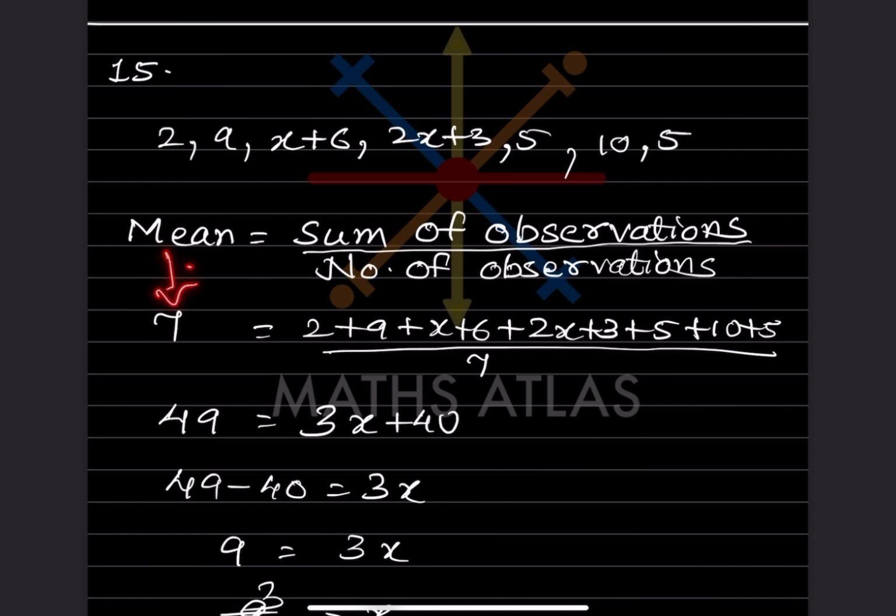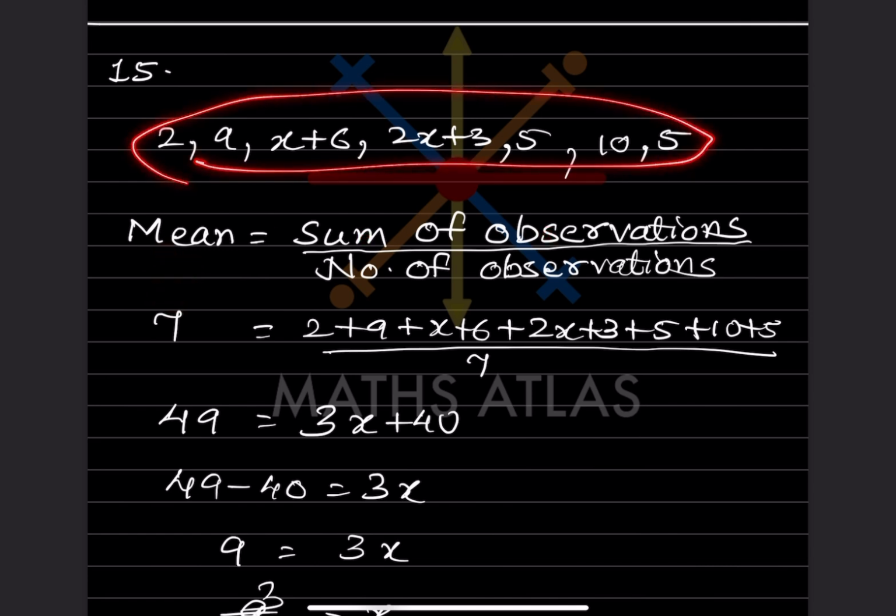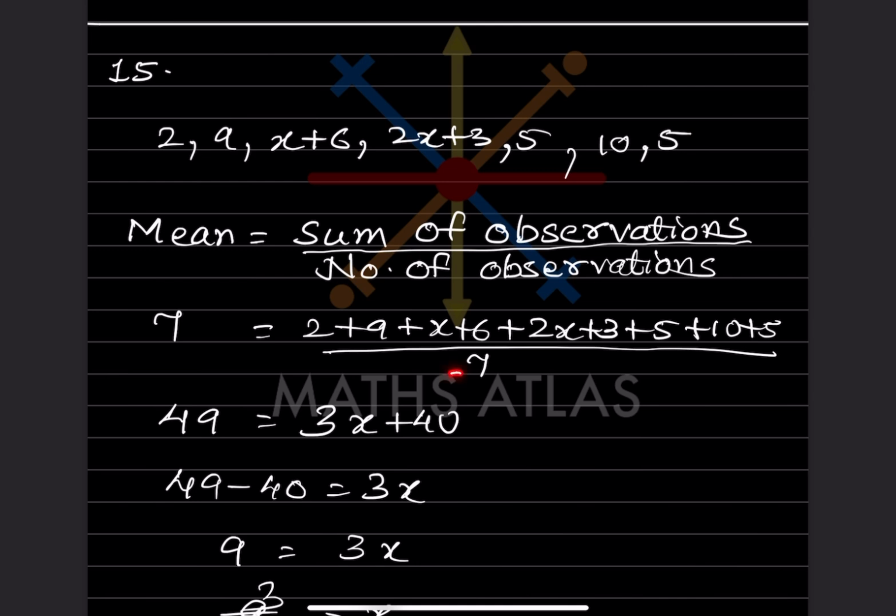So you will put the numbers over here, and the sum of observations means you are going to add all these. If you take this to this side, it is going to get multiplied. So 7 7s are 49. Now let us take x plus 2x, that is going to be 3x. And when you add all these numbers, you get this as 40. You can check it.